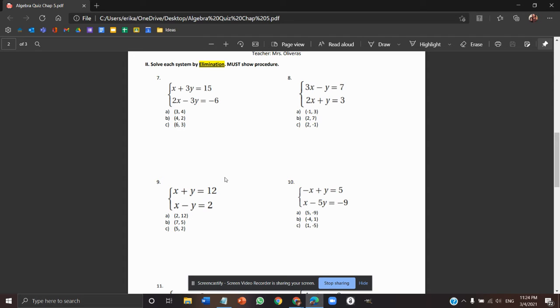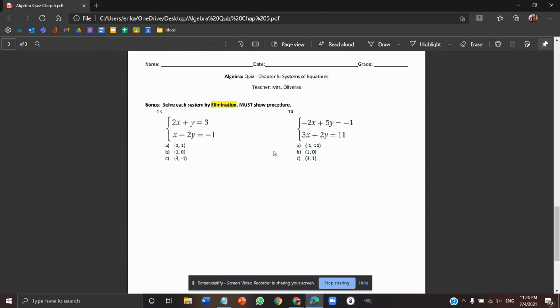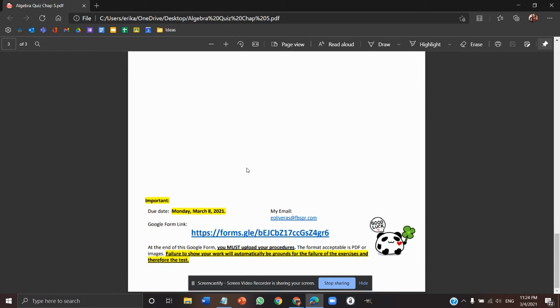I'm going to be saying this a lot because sometimes I'm missing this. And of course, I always add a little bit of a bonus. Again, this is by elimination, but this one's a little bit more complicated. Not that much. Nothing that we haven't seen, right? And again, I must see the procedures for me to give you points for it.